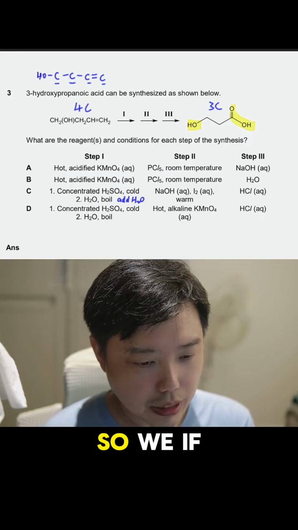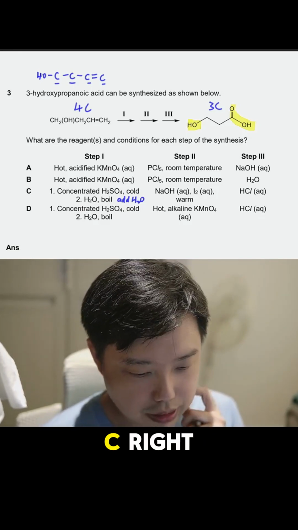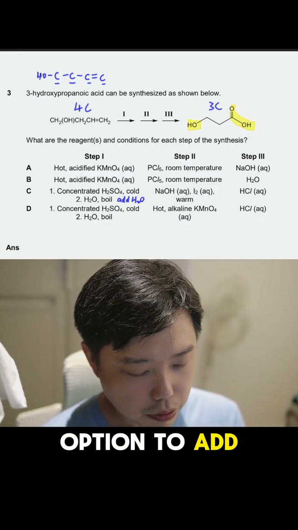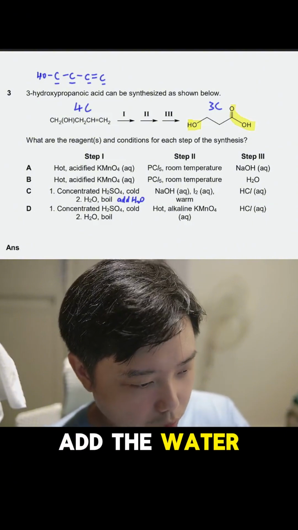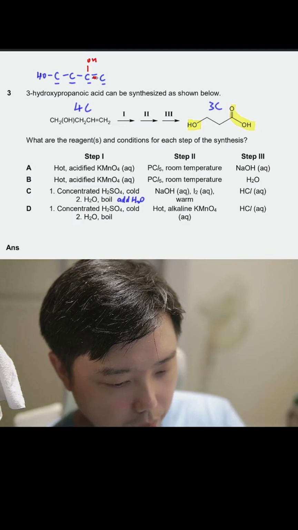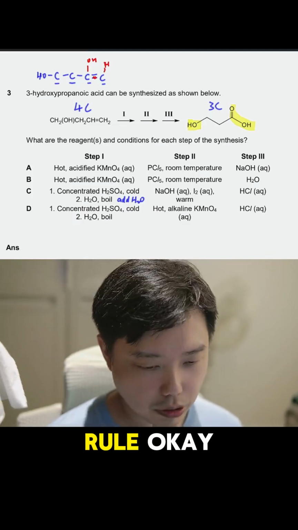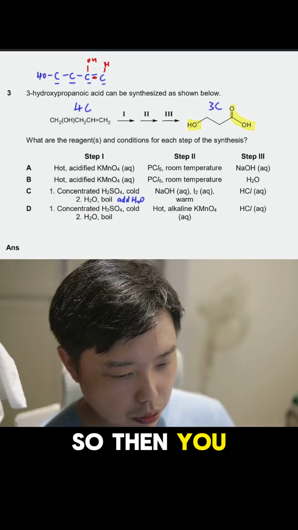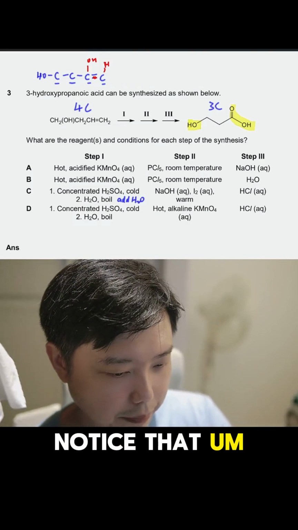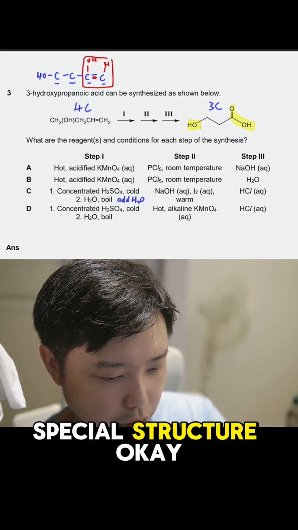If we look at the right side, you will notice that for C, there's actually an option to add water. If you add the water here, you actually get an OH and an H added across according to your Markovnikov rule. Then you notice that this is your special structure.